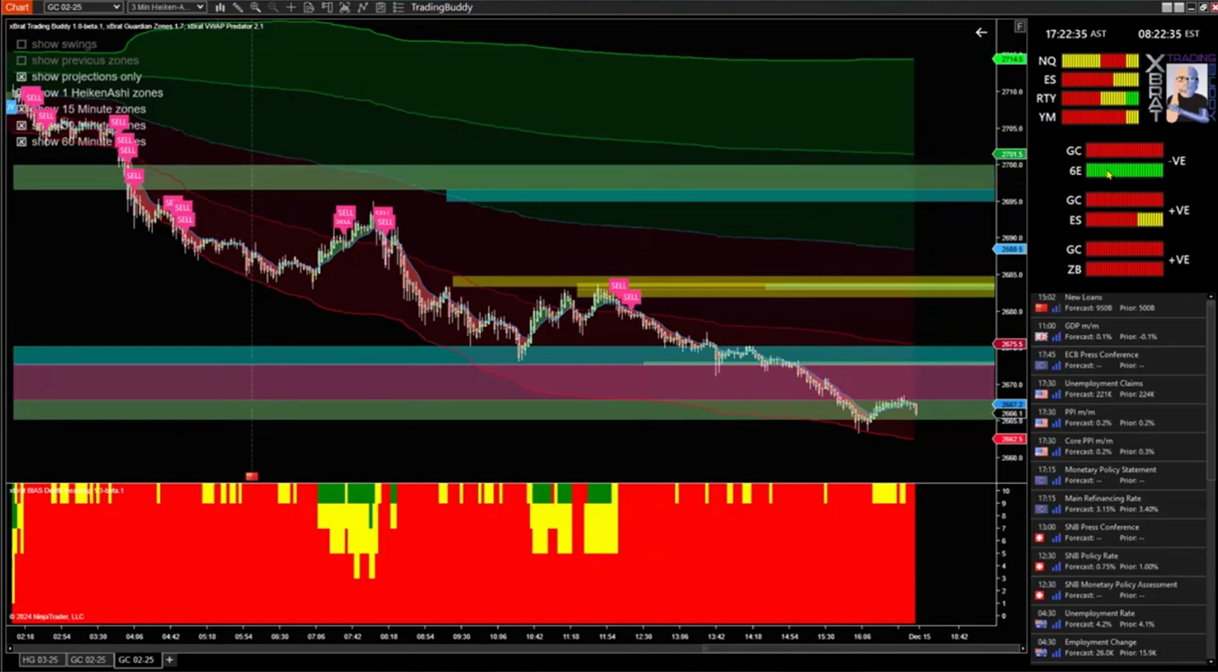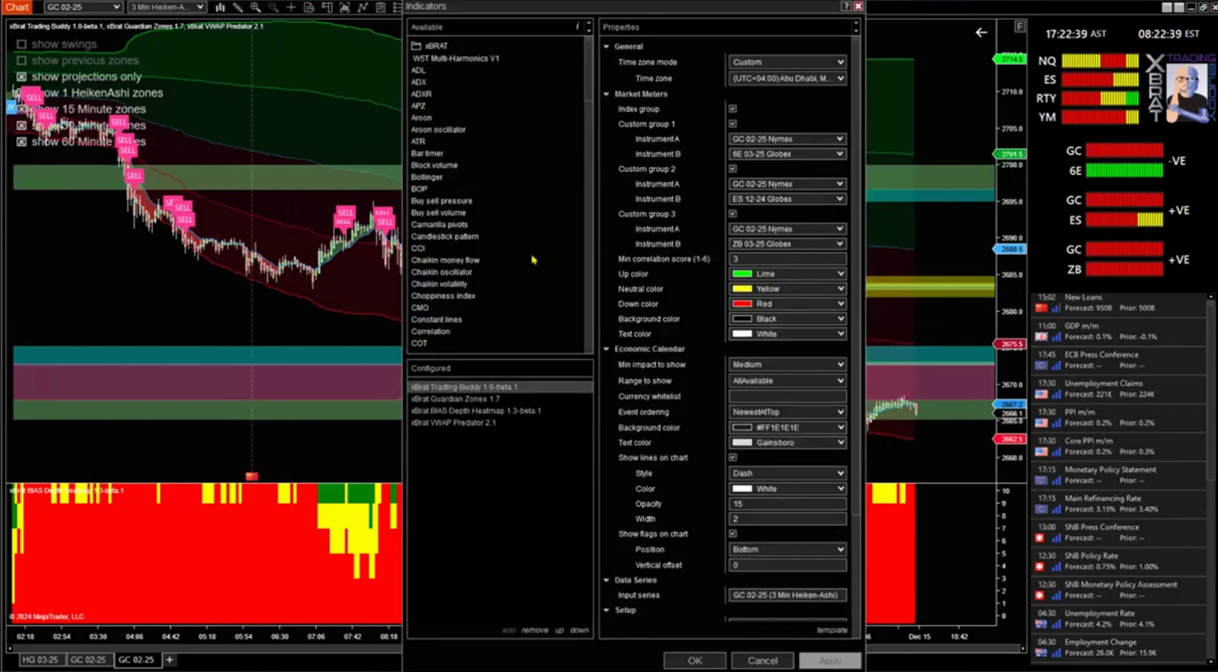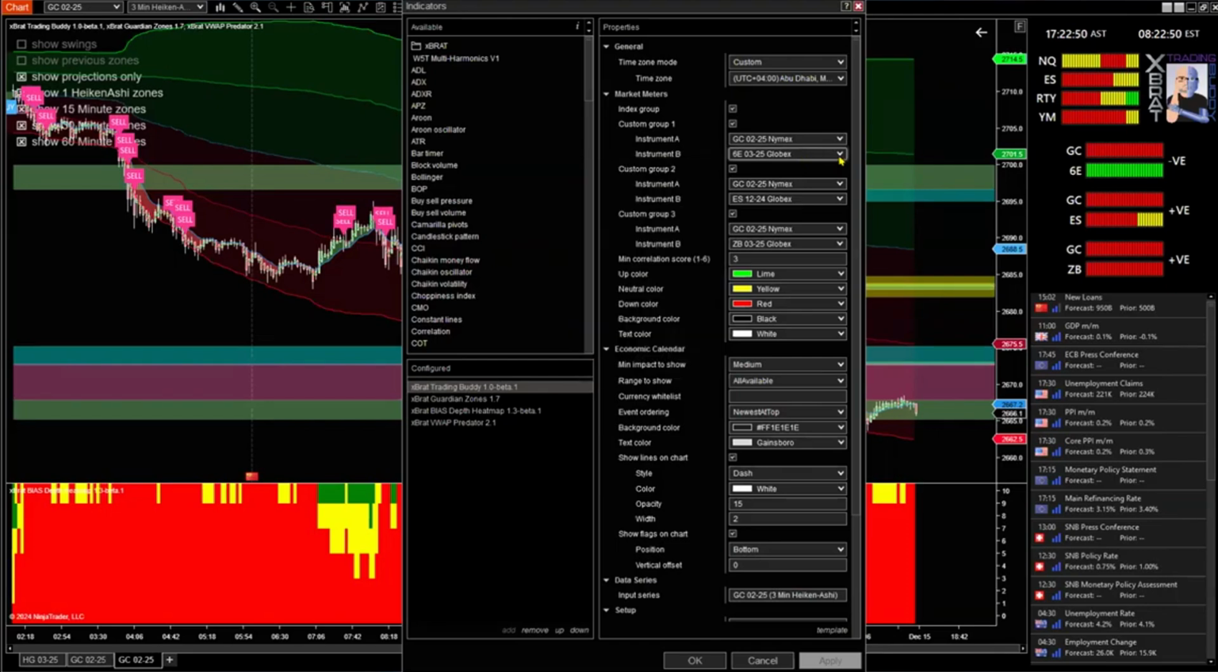Yes, these 3 sets here are customizable. So when we're looking at the back end on indicators to Trading Buddy, we can see here custom group 1, 2, and 3. So you can change them to whatever you want to do. And the good thing about this is, Vincent, that when the contract rolls over, that rolls over automatically as well. So you don't need to go in and keep changing it.